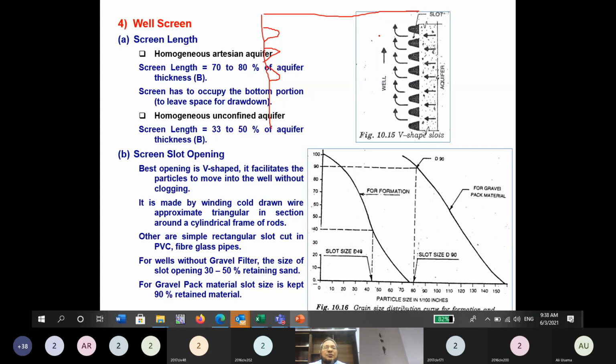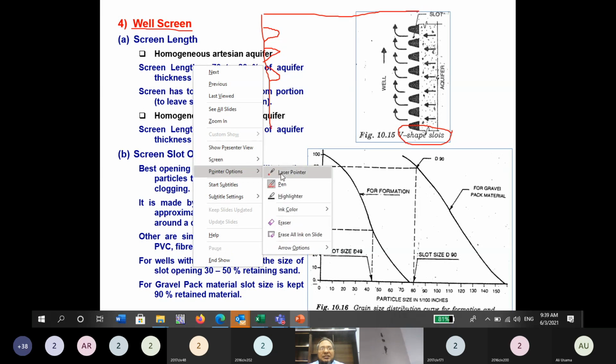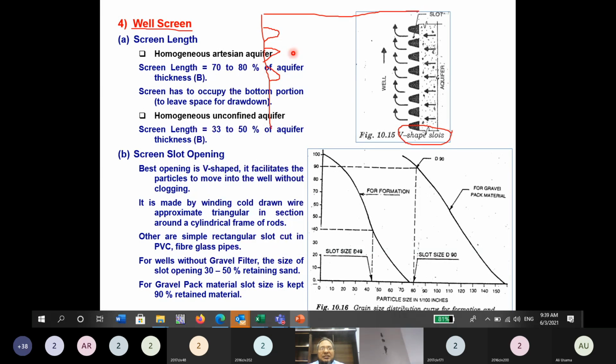Now the question is, जब हम well screen की बात करते हैं डिज़ाइन की, तो how many things we have to design. कि स्क्रीन की लेंथ कितनी होगी, स्क्रीन की slot opening कितनी होगी, और स्क्रीन का डायमीटर कितना होगा. Okay, that these three things we have to design. स्क्रीन लेंथ कैसे डिजाइन करनी है, अगर तो होमोजीनियस आर्टिजन एक्विफर है. आर्टिजन मीन्स, व्हाट डू यू मीन बाय आर्टिजन एक्विफर, कन्फाइंड एक्विफर.